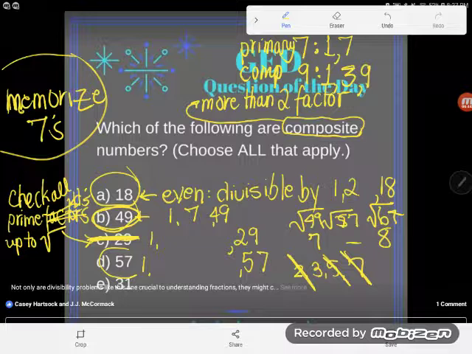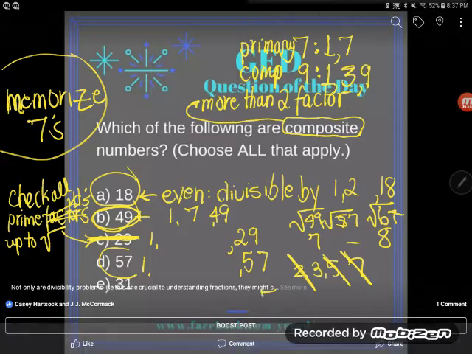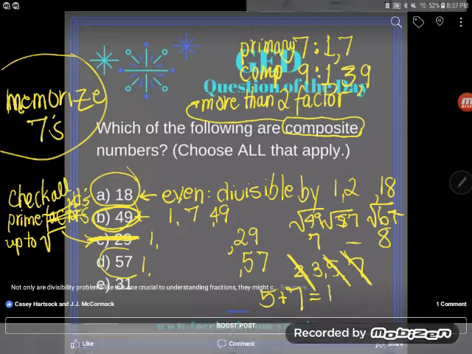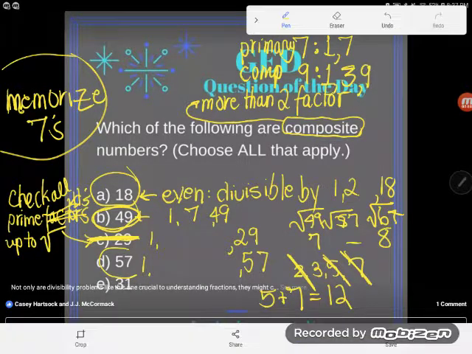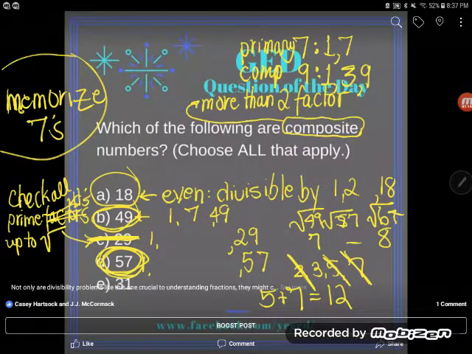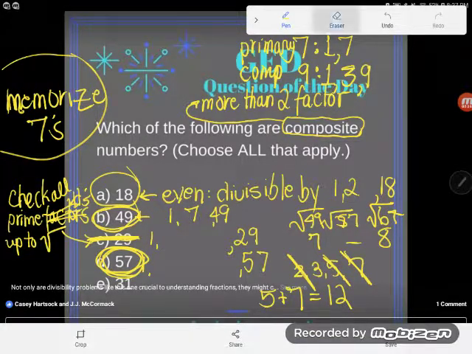Most students just brush by, assuming that since they have their 3 times tables memorized, they'll recognize a 3 times table fact when they see one. And you guys won't, especially the large ones. So I'm going to check for 3s using my sum of digits trick. 5 plus 7 is 12. Is 12 on the 3 times tables? Yeah, 3, 6, 9, 12. So guess what? If the sum of digits is on the 3 times tables, the original number is also on the 3 times tables. 57, even though it feels prime to us, is actually composite.